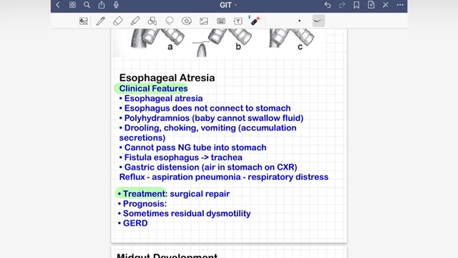In addition, these babies will have reflux of stomach contents, and they will develop aspiration pneumonia, and this will lead to respiratory distress. The treatment of esophageal atresia is surgical repair, and prognosis is generally okay. Sometimes there is residual dysmotility and swallowing problems in the esophagus, and these children often suffer from heartburn or gastroesophageal reflux disease as a result of damage that occurred to the esophagus.